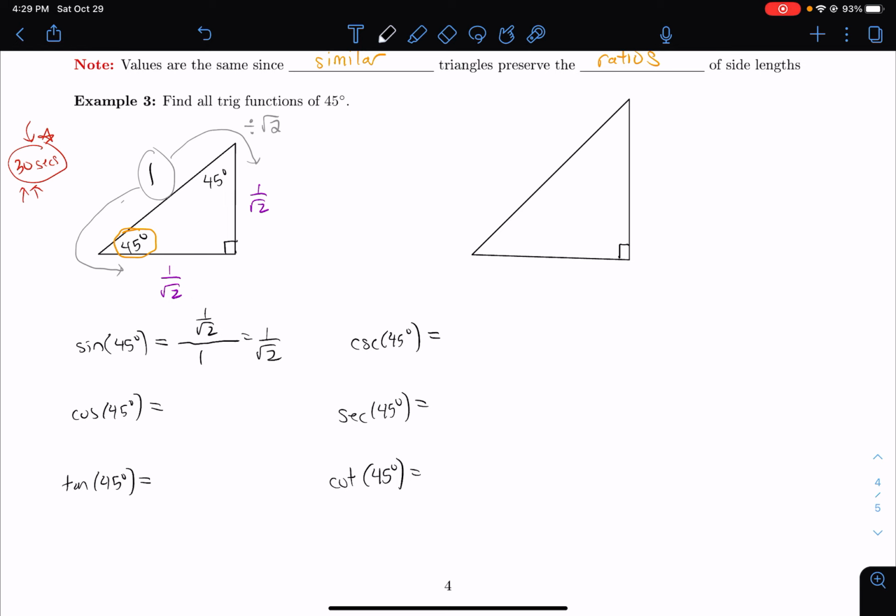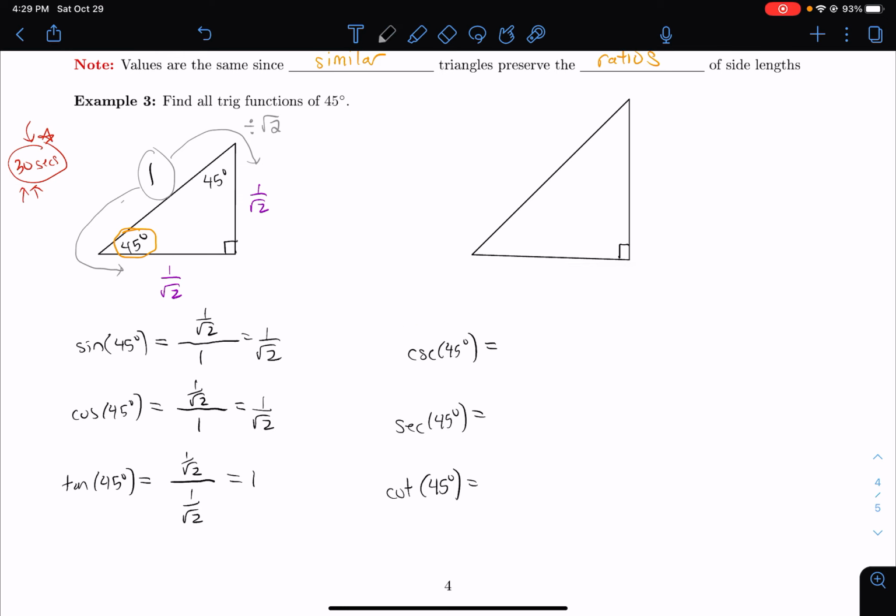So cosine is adjacent over hypotenuse. So the adjacent to this 45 is, well, that 1 over root 2. 1 over root 2 divided by the hypotenuse, 1. And that's just 1 over root 2. All right, tangent is opposite, which is 1 over root 2, over adjacent, 1 over root 2. Oh, and that's just 1. So that's just 1, nice.